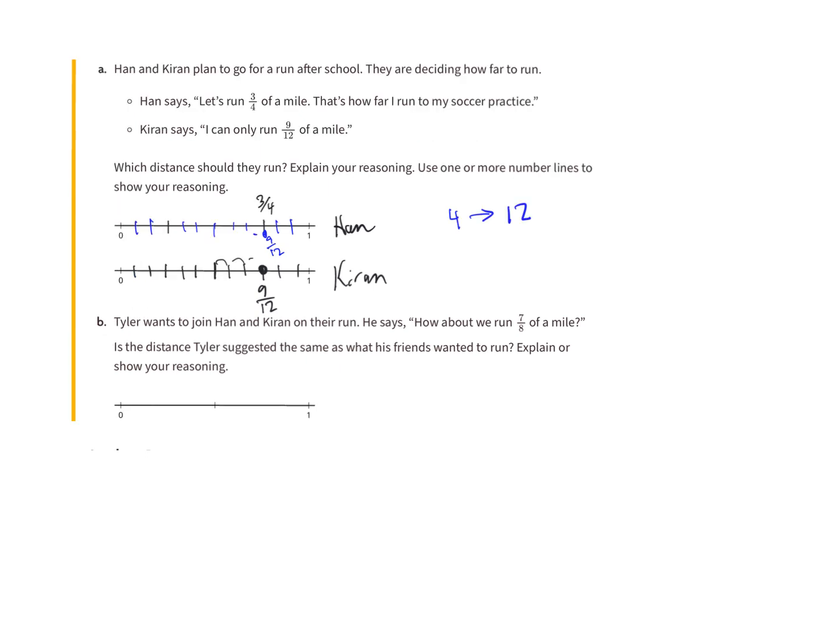Okay, now Tyler wants to join Han and Kiran on their run. He says, "How about we run 7/8 of a mile?" Is the distance Tyler suggested the same as what his friends wanted to run? Explain or show your reasoning. Okay.